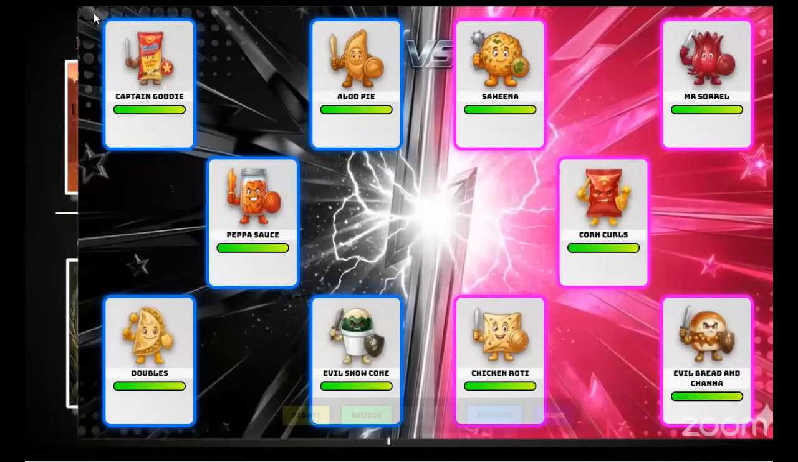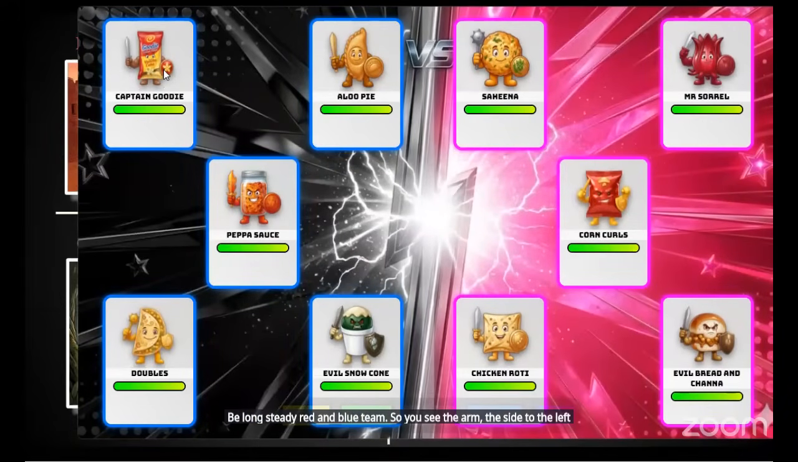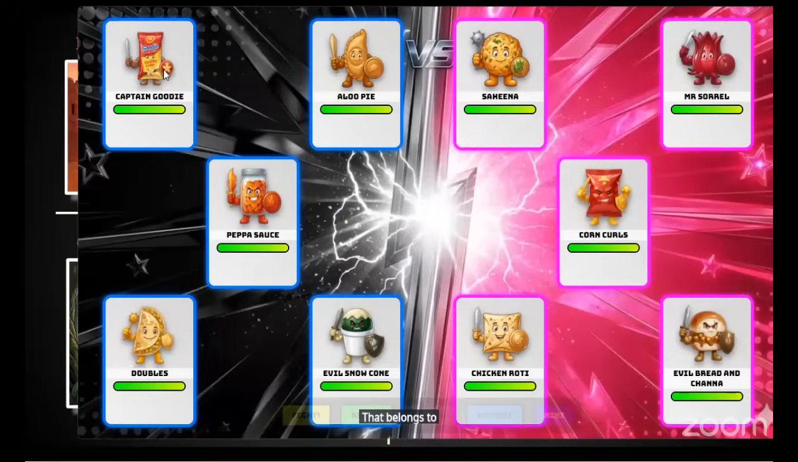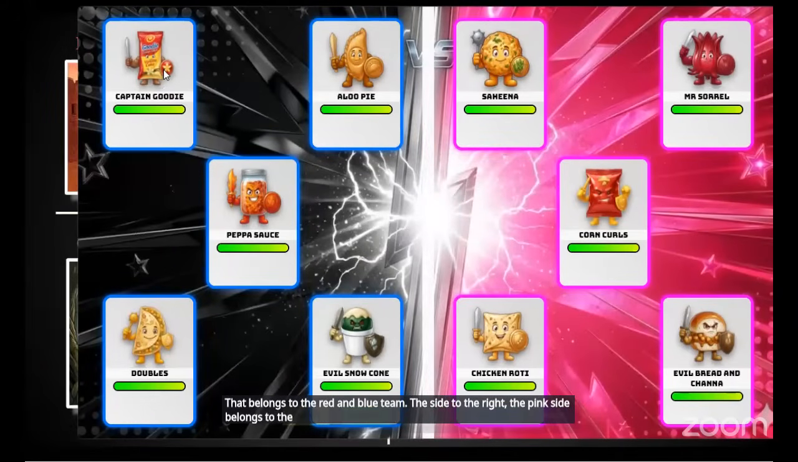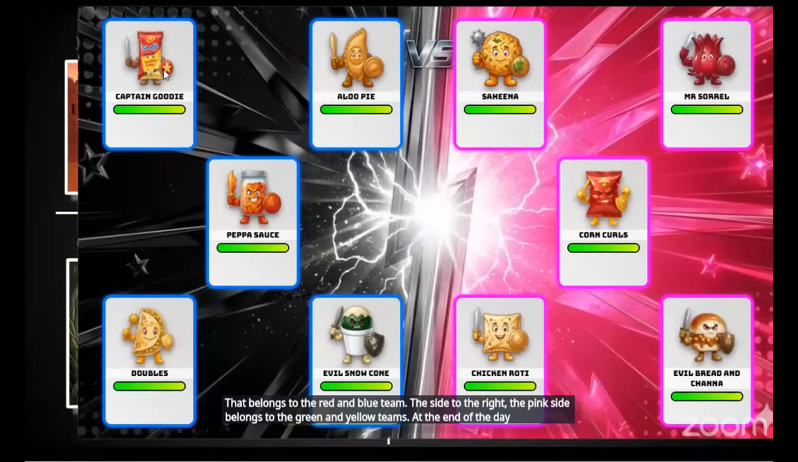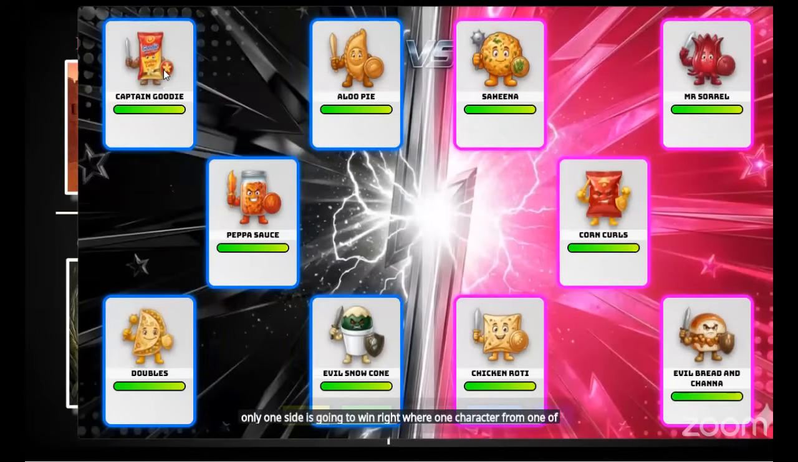The side to the left belongs to the red and blue team. The side to the right, the pink side, belongs to the green and yellow teams. At the end of the day, only one side is going to win. Well, one character from one of the sides is going to be standing.